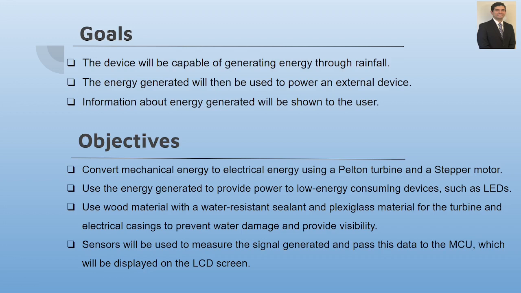The specific objectives include to convert mechanical energy to electrical energy using a Pelton turbine and a stepper motor to power an external device. Use wood with a water-resistant sealant and plexiglass material for the turbine and electrical casings to prevent water damage and also for demonstration purposes. And the sensors will be used to gather data to display on the LCD screen.